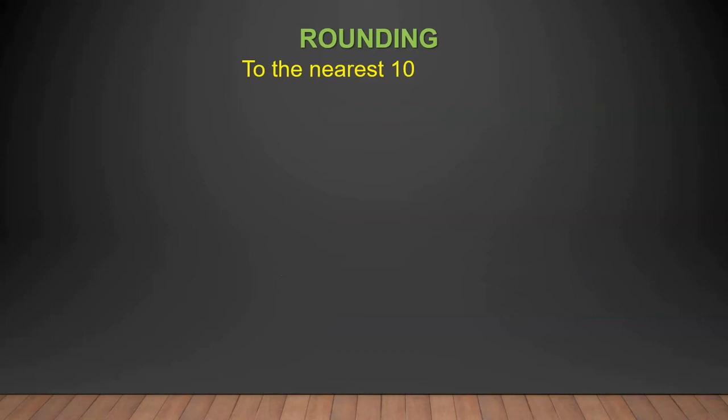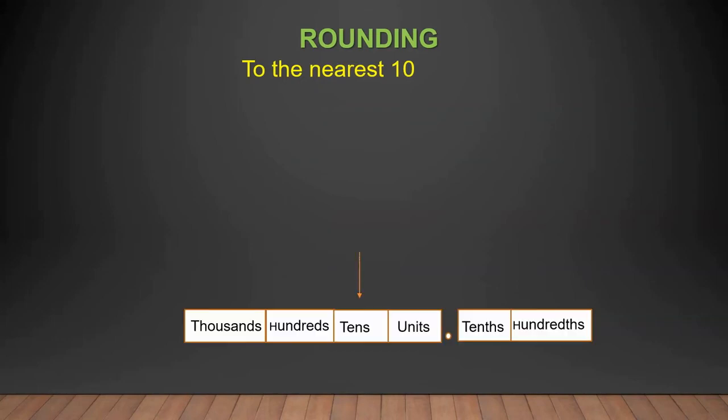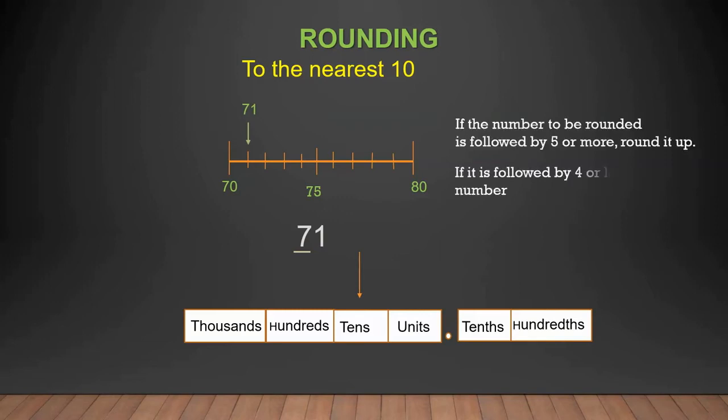So next I'm going to be showing you how to round off to the nearest tens. And this is the tens place value. Our number is 71. 7 is in the tens place. So we're going to round it either to 70 or 80. So 75 is in the middle. 71 is over there, which is near to 70. And as you can see, 7 is followed by 1. So 1 is less than 5. So we're going to keep the number 7 and it's going to be 70.